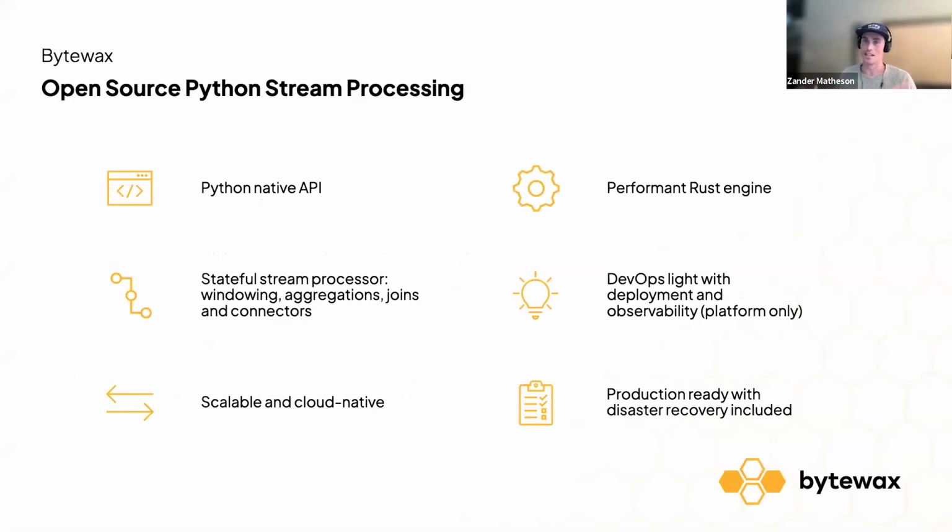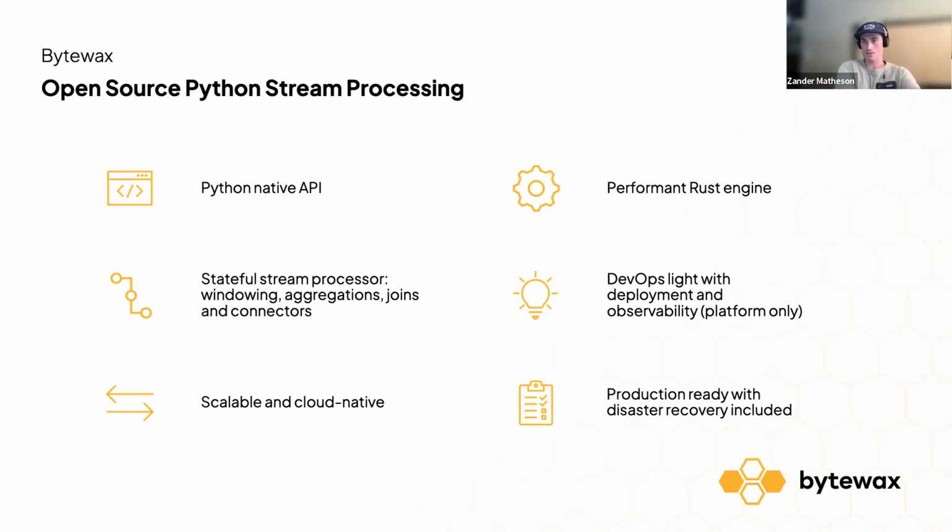So I'll introduce you to Bytewax. It's not an ETL orchestrator. Bytewax is an open source Python stream processor. It provides a Python native API where you can leverage the Python ecosystem to build real-time applications. It was built for supporting more operational real-time workloads. It's based on top of a performant Rust engine called Timely Dataflow.